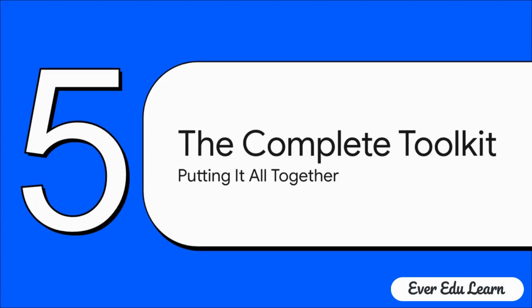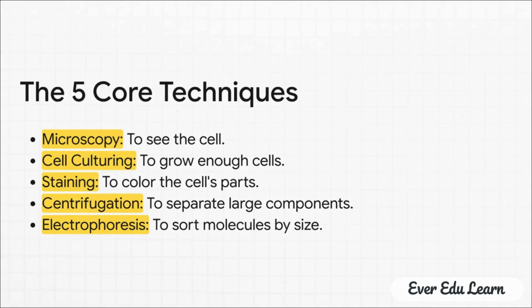So we've walked through 5 distinct techniques. But the real power, the true magic of modern biology, happens when you realize these tools don't work alone. They're all part of one integrated, complete toolkit. Let's just quickly recap. Microscopy is for seeing, cell culturing is for growing, staining is for coloring, centrifugation is for sorting the big stuff, and electrophoresis is for sorting the small stuff. Each one solves a very specific, very important problem.